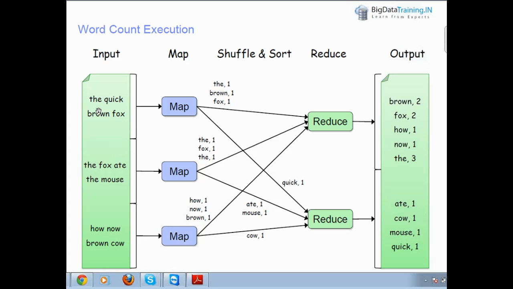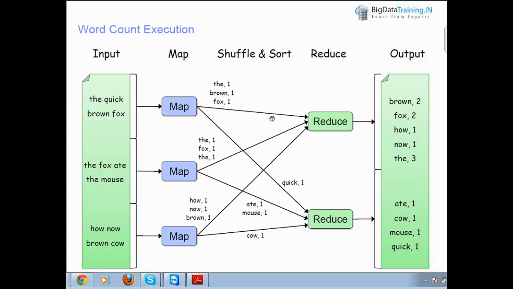Take an example: the, quick, brown, fox. Here the comma one is created, quick comma one is created, brown comma one is created, fox comma one is created. Rather than saying your mapper function processes this first block as a whole and then gives it directly to the reducer, no, that is not the case. You also have something like the fox ate the mouse. Here we see the comma one, fox comma one, the comma one twice, ate comma one, mouse comma one. The word the occurs twice.